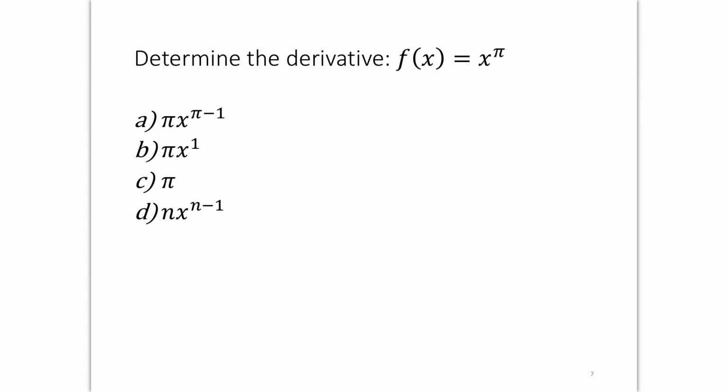All right, so pi here is just a constant. If you remember, it's approximately 3.14. And so the rule says that you take that power, the power of pi, you move it down to the front, and then you subtract 1 from the power. Well, subtracting 1 from pi is just going to be pi minus 1 because we can't actually calculate it. So the answer would be A.